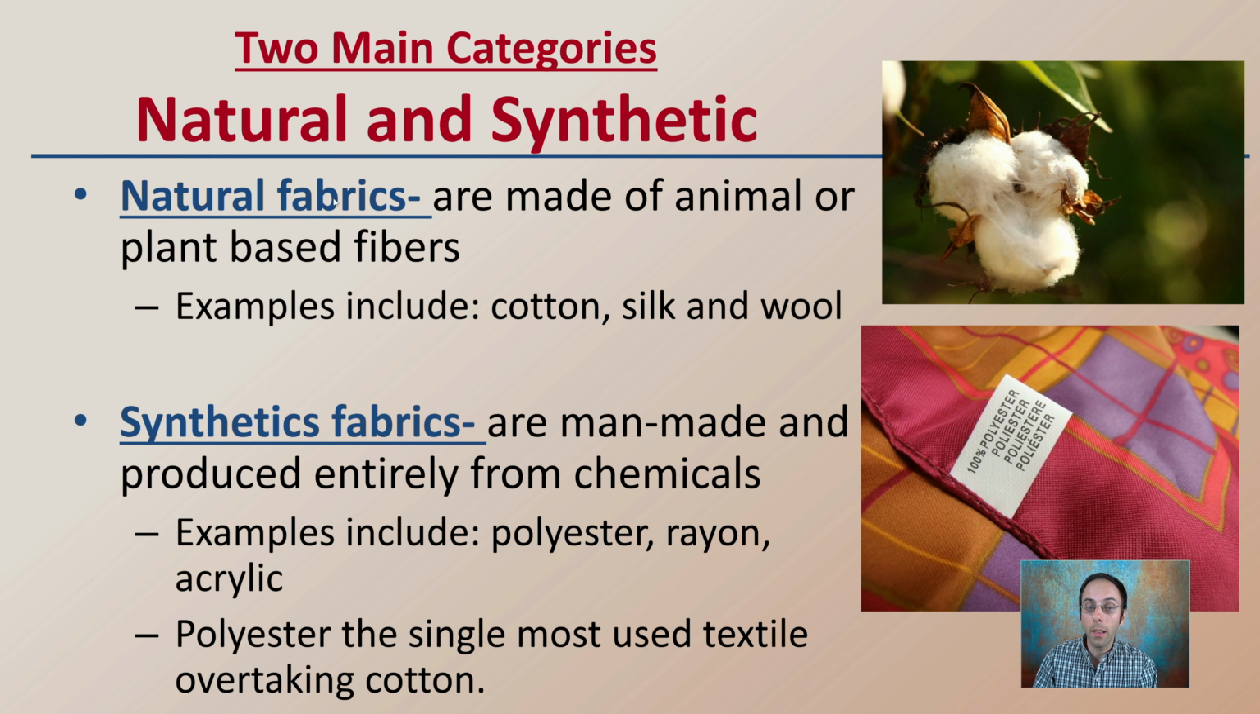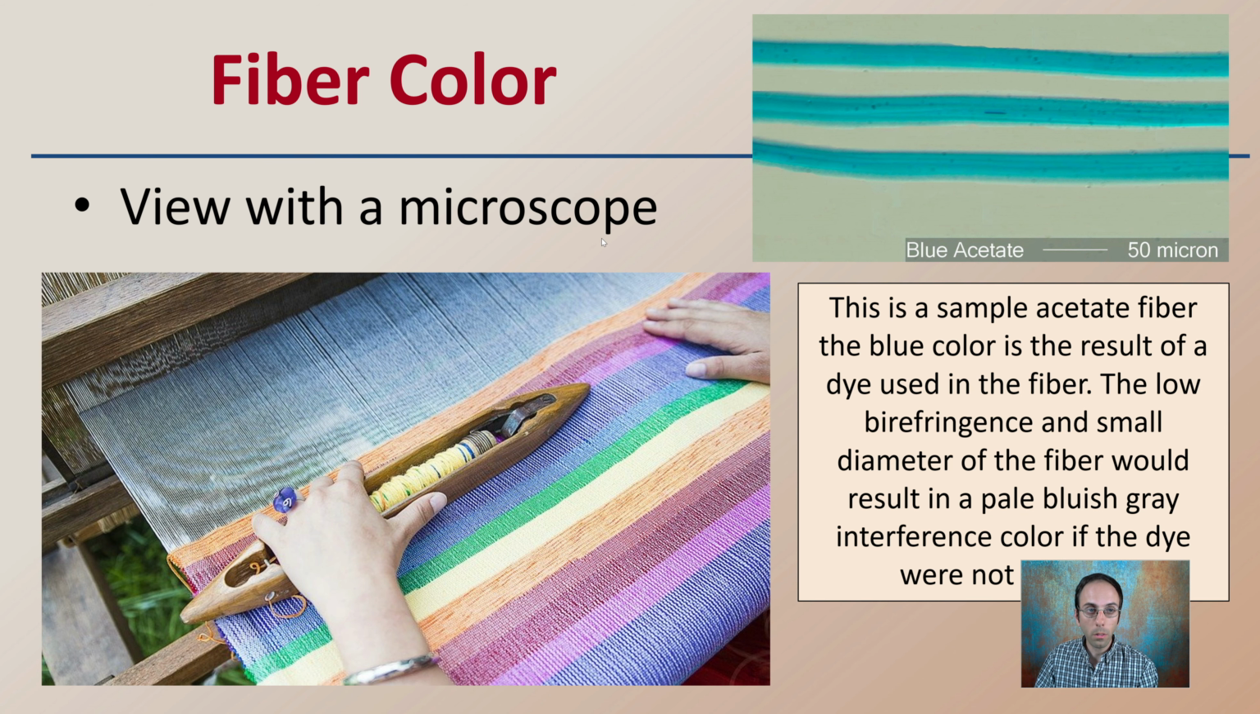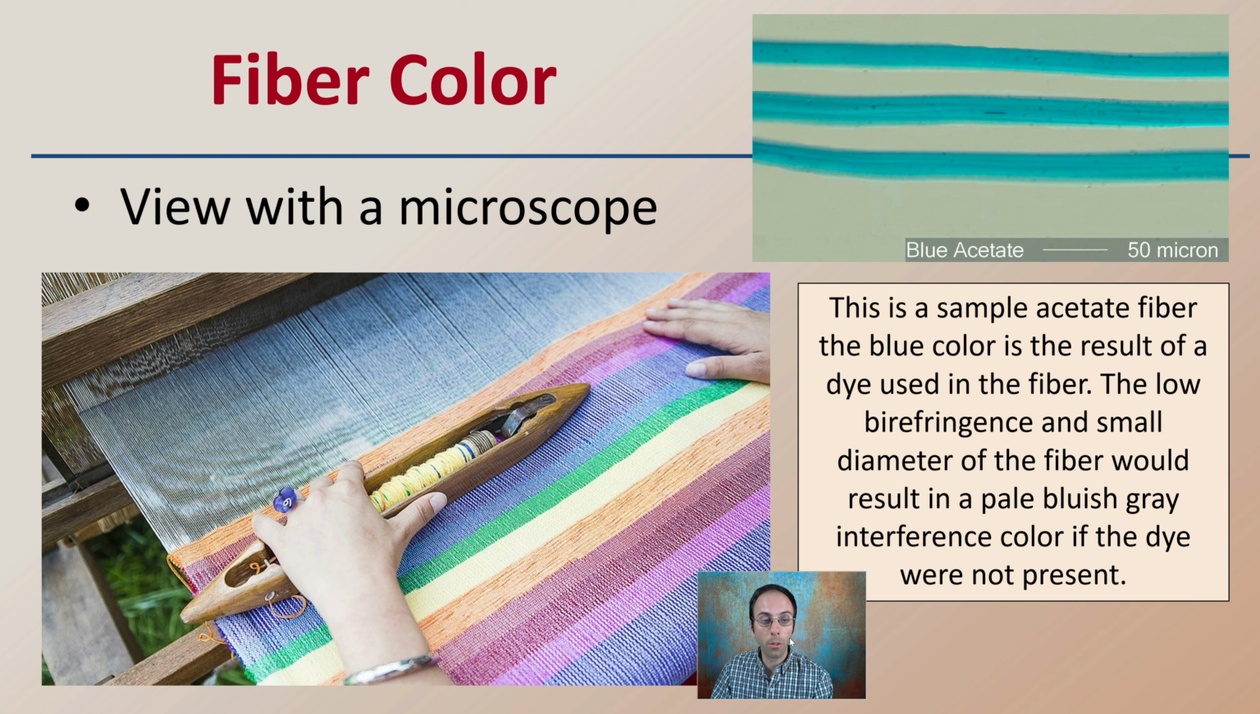Then we have synthetic fibers, which are man-made or artificial, and they're produced entirely from chemicals, typically in an extrusion process. Examples of these are polyester, rayon, or acrylic. Polyester is the single most used textile, overtaking cotton, so we've actually started using more synthetic fibers than natural fibers now.